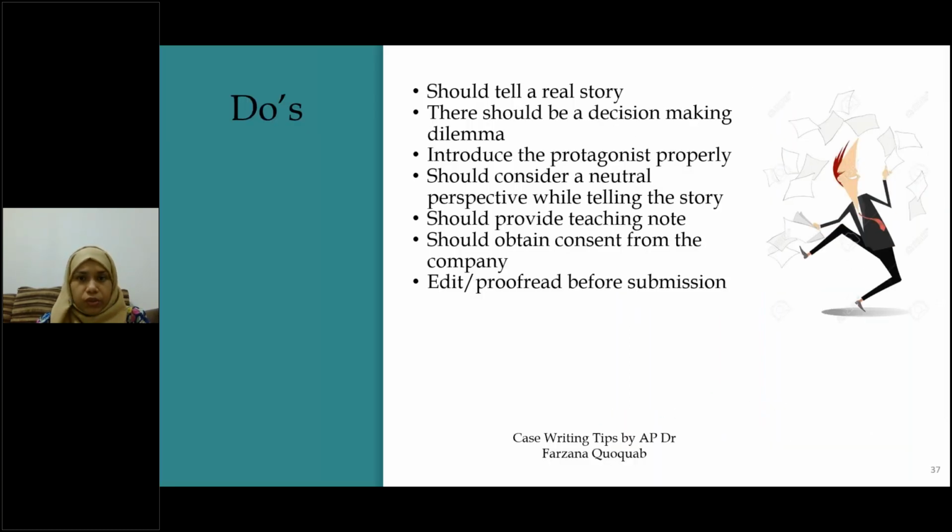Some do's and don'ts. I know we're running short of time, so just make it quick. So do's: should tell a real story, don't tell us a fake story. There should be a decision-making dilemma, introduce the protagonist properly, but you don't need to write too much, you don't need to have a subsection heading, you can give information within the writing. Should consider a neutral perspective, do not try to be biased when you're telling the story. Maybe you can be fond of that particular company, but you cannot be biased in telling the story. Should provide teaching notes, should obtain consent from the company, and edit and proofread before you submit.